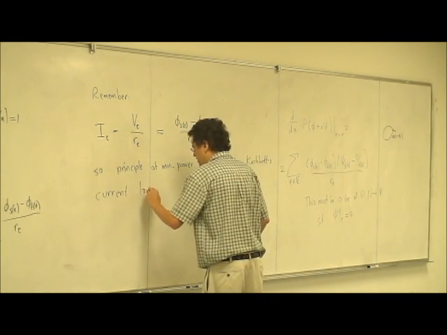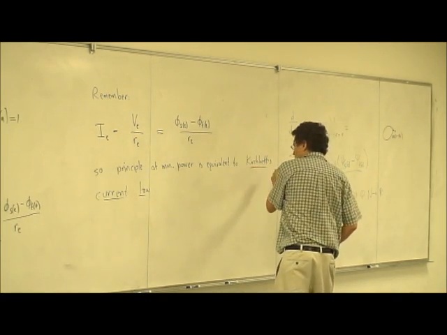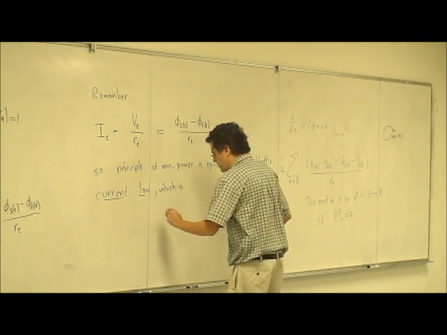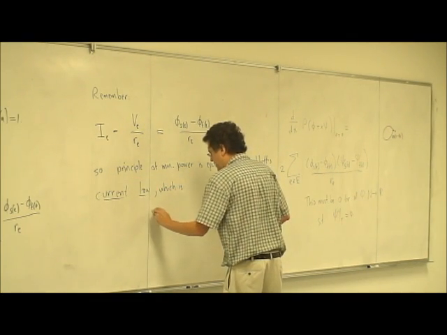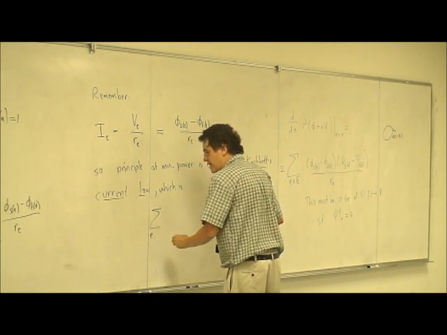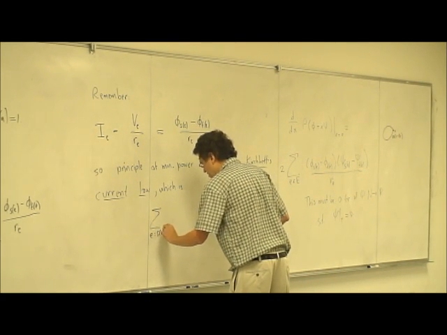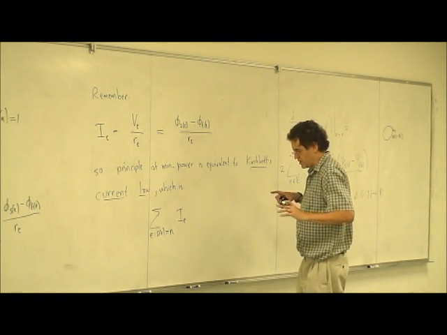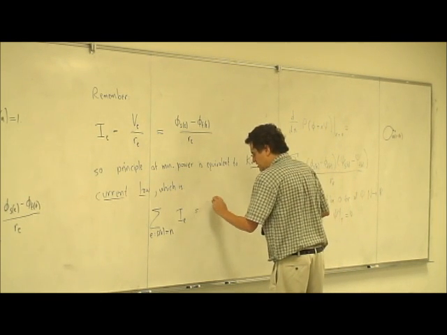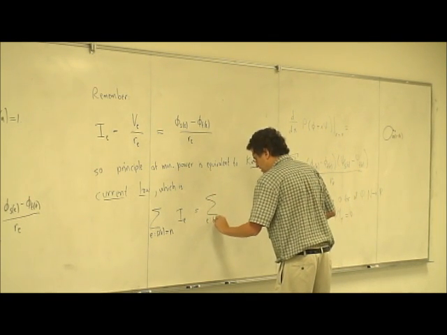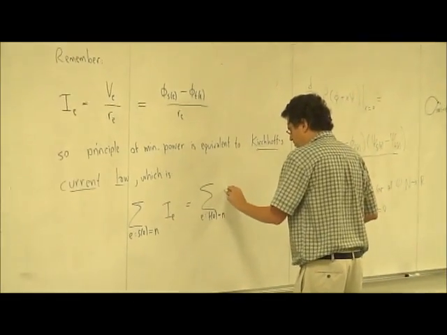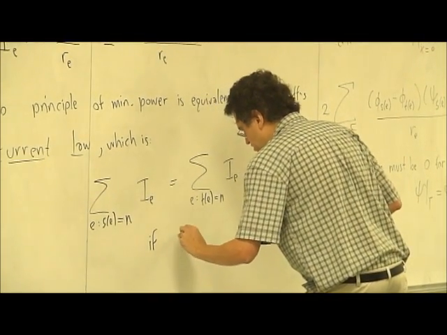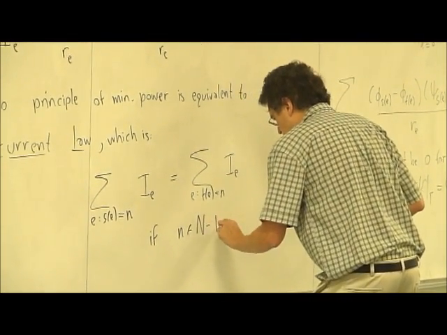So Kirchhoff's current law, it's just this thing that we said here, namely that that quantity over there on the left is equal to 0, or in other words, if you add up over edges whose source is n, the current flowing along those edges, it's equal to the sum over the edges where the target is n, of the current flowing along those edges. This is supposed to be true if n is not a terminal.